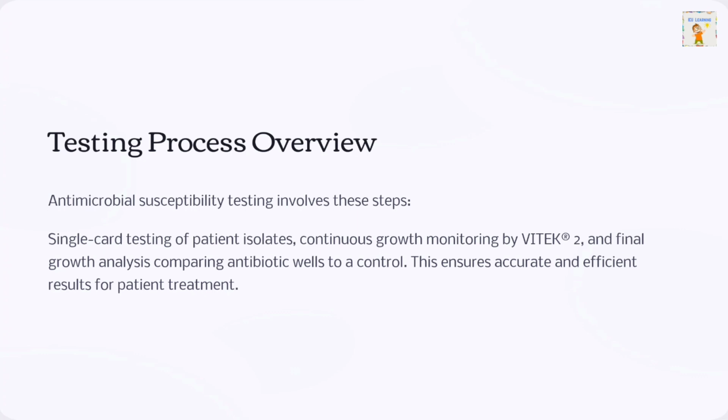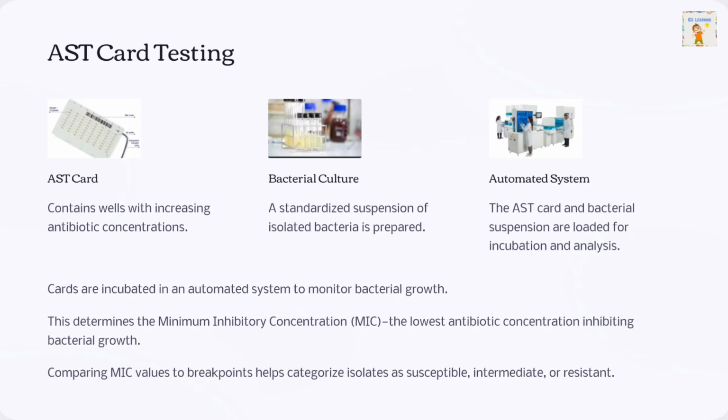First, single card testing of patient isolates is done. Then continuous growth monitoring by the Vitek2 system is done. And finally, growth analysis comparing antibiotic wells to a control is done. This ensures accurate and efficient results for patient treatment. As you can see, first there is the AST card, which contains multiple wells with increasing concentrations of antibiotics. From the bacterial culture which has flashed positive, a standardized suspension of the isolate is prepared, and then the AST card and bacterial suspension are loaded into the automated system for incubation and analysis.